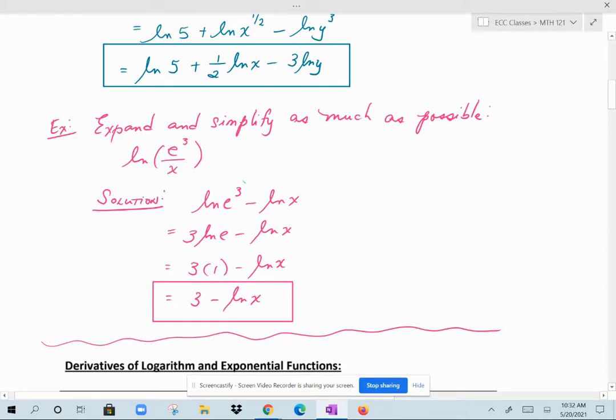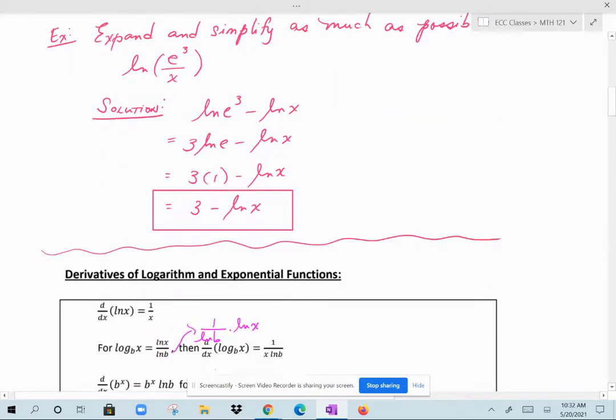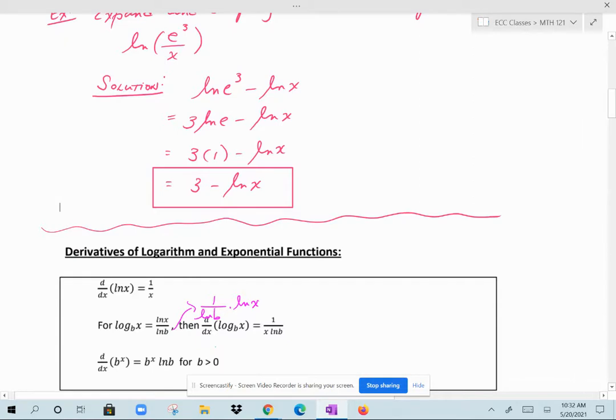Okay, so now let's talk about derivatives for logarithms and exponential functions. So these are new rules. The main one you should be concerned about is this one. It says that the derivative of the natural log of x is equal to 1 over x. Now the other two, although also used, are not as frequently used.